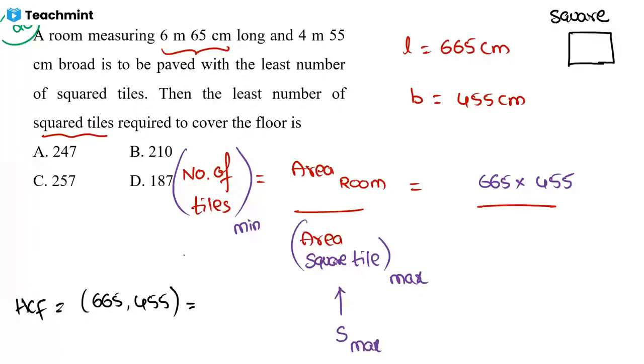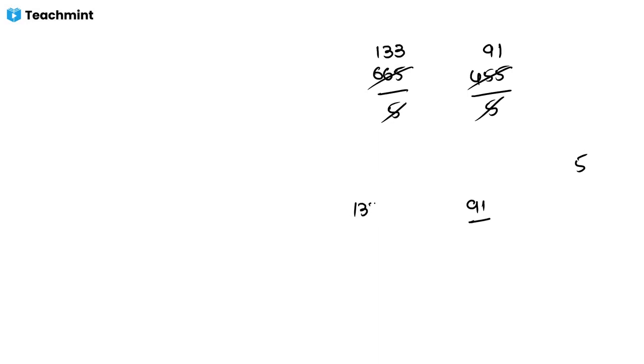Or you can see that both numbers are divisible by 5. Directly I can see 665 and 455 are divisible by 5. So 5 is a minimum guarantee. If you divide by 5, this is 91. If you divide this by 5, this is 133. Now, again, 91 can be divided by 13 and 7, right? 13 and 7.